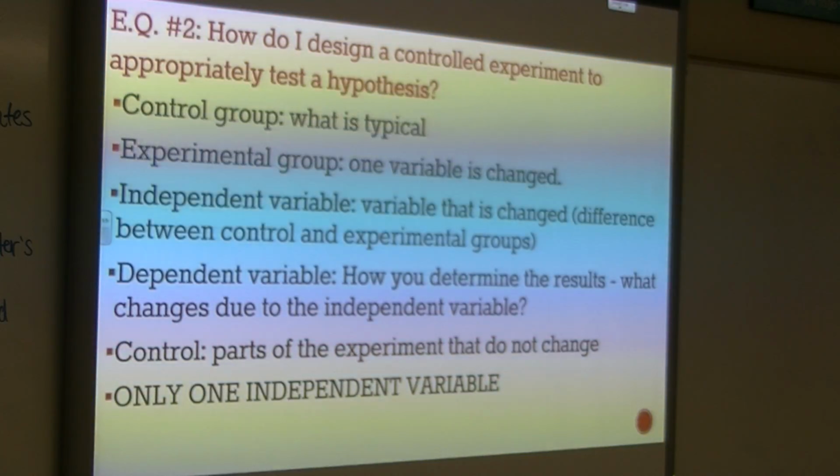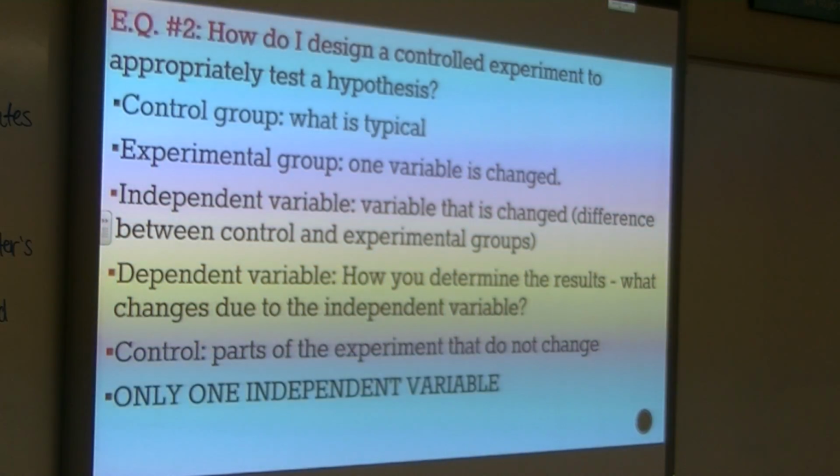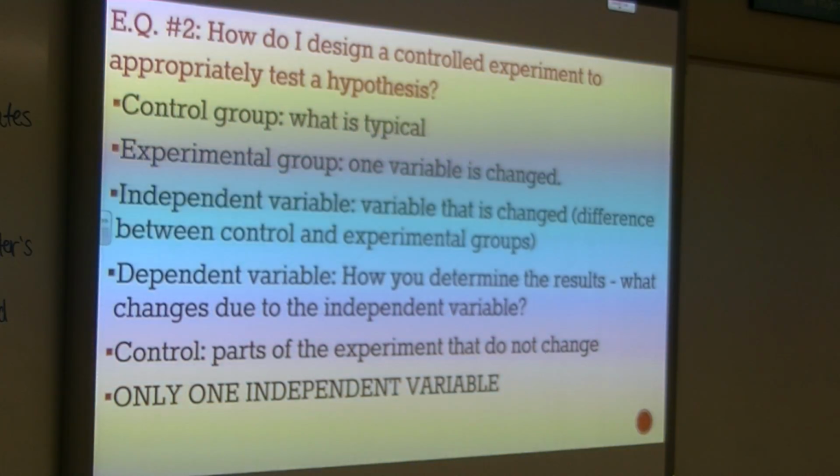Essential question number 2, how do I design a controlled experiment to appropriately test a hypothesis? So we talked about a lot of different vocabulary terms that are important for you to know. First one is the control group, which is the group that's typical. So the example that I gave you was about the farmer who wanted to change the fertilizer that he used on his crop. And so what was typical was the crops that just didn't have a fertilizer or had the old fertilizer, okay? That's your control group, whatever's typical.